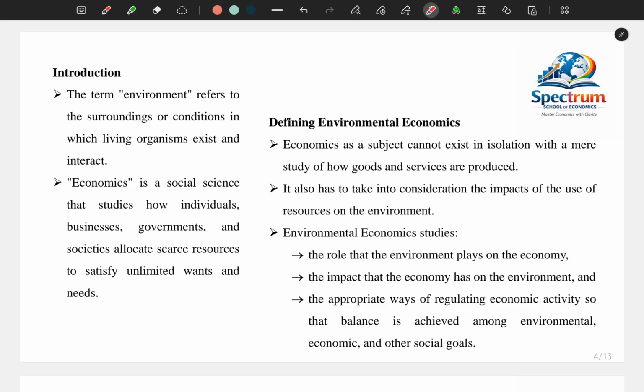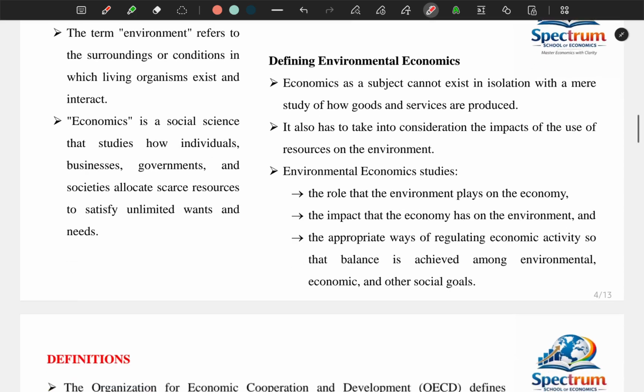It also considers the impacts of the use of resources on the environment, and it studies the role of the environment in economic development, the impact of the economy on the environment, and the appropriate ways of regulating economic activity, so that we can balance development and environmental degradation.